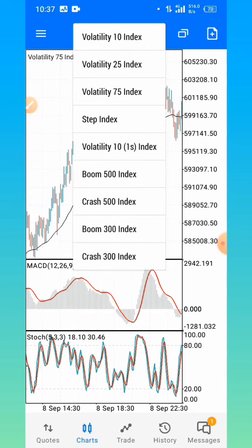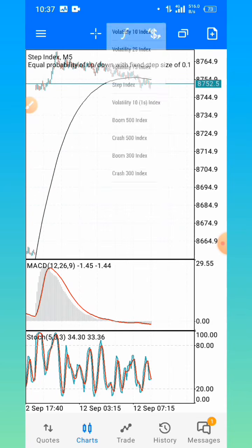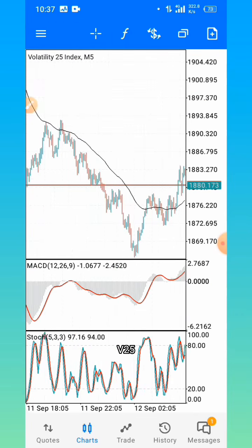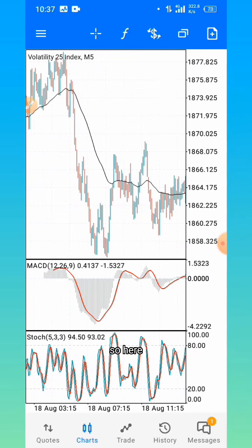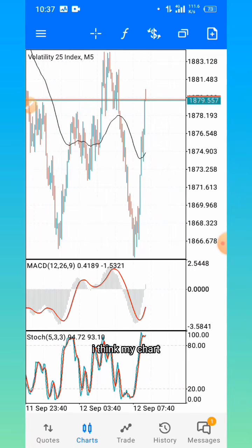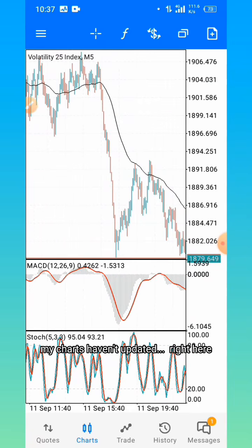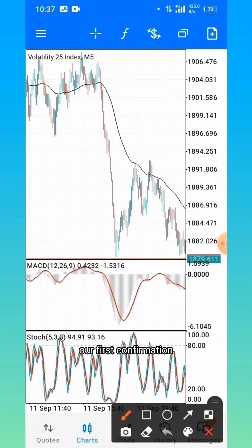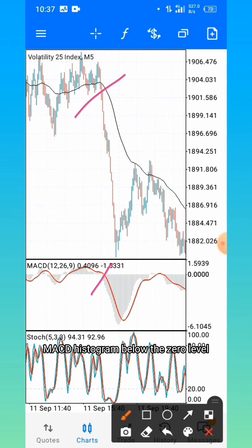Let me show you. Let's use B25, right? So here, I think my charts haven't updated. Right here, our first confirmation, candlesticks go below the black EMA. Second confirmation, MACD histogram below the 0 level, right there. For our first entry, the stochastic above the 80 level, we enter our sales. Even here is close to the 80 level.